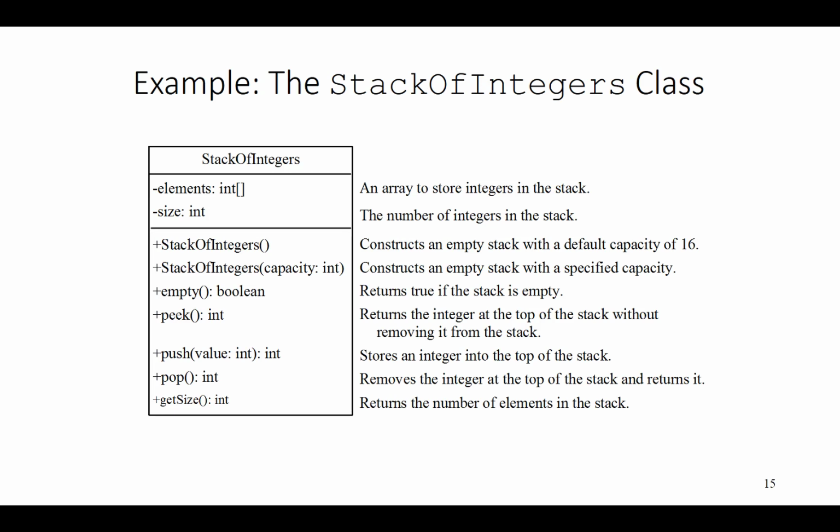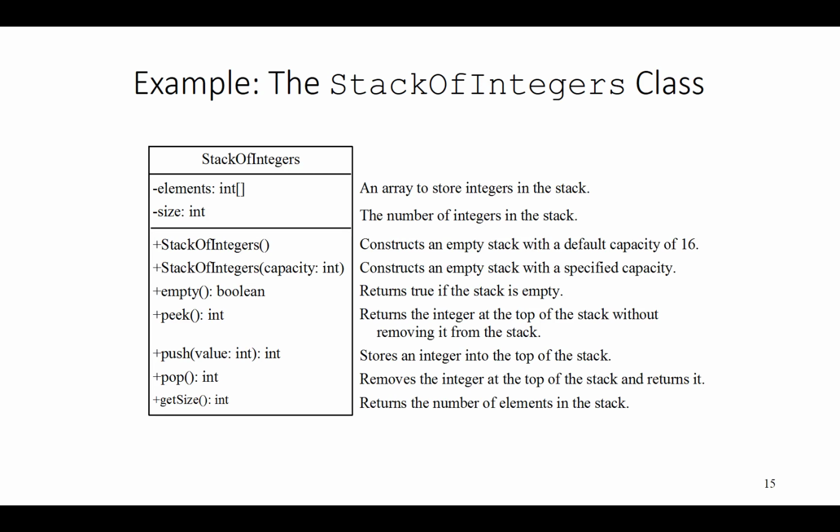Now you'll notice the comments off to the right-hand side of the UML diagram. Most of them are self-explanatory and just fine, and you'll be able to understand what they're saying when you read them on your own. But I'm going to call your attention to two particular lines which can be confusing in some way. And that is the third and fourth line dealing with the constructors. The first says constructs an empty stack with a default capacity of 16. And the next one says constructs an empty stack with a specified capacity. There could be room for confusion here.